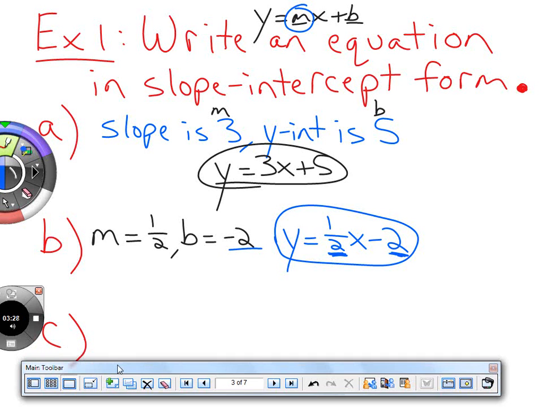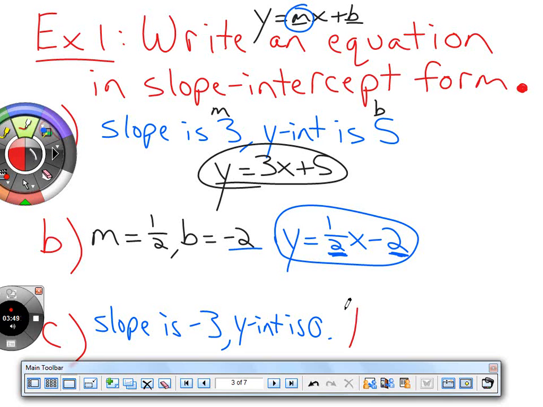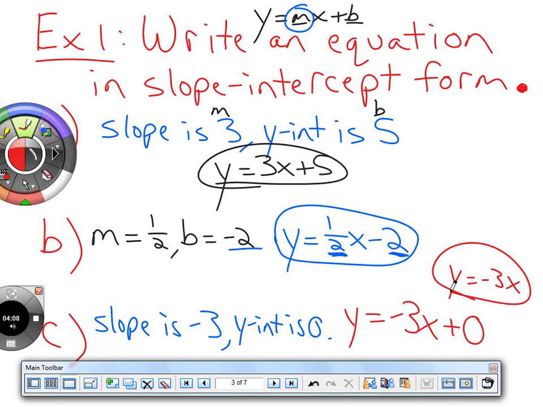Part C, just give you another answer. We'll say, hey, the slope is -3, and let's say the y-intercept is 0. Okay, no big deal. We will say y equals, and the slope being -3, we'll just put -3 right in front of the x, and then the b is 0, so we can just say plus 0, or not write that. So the best answer would be y equals -3x. We don't really need to put that plus 0. That doesn't do anything. Okay?